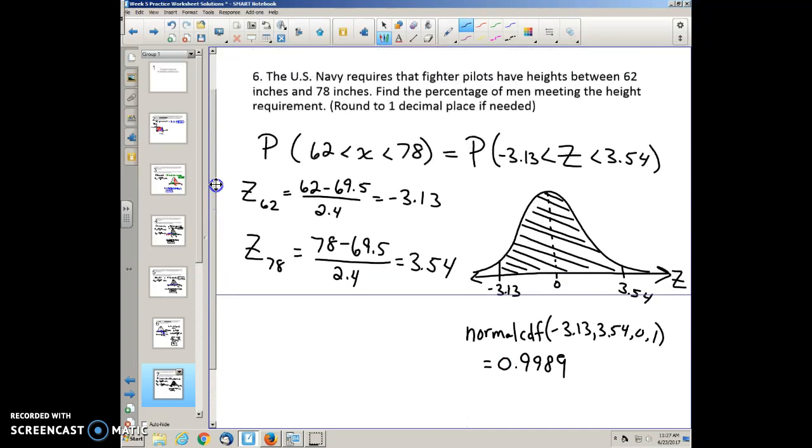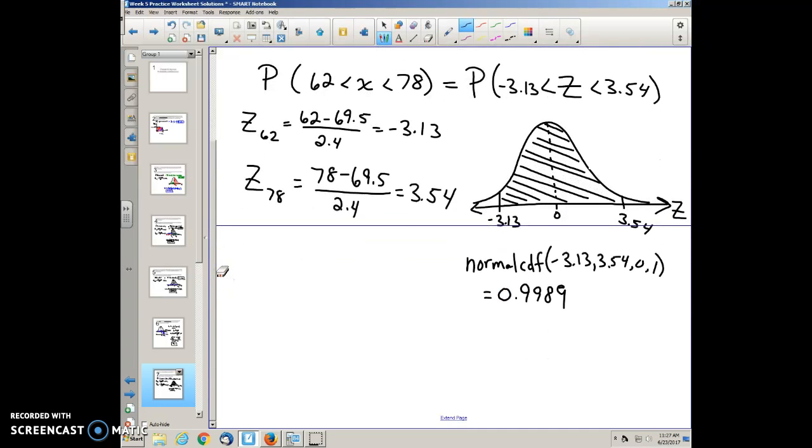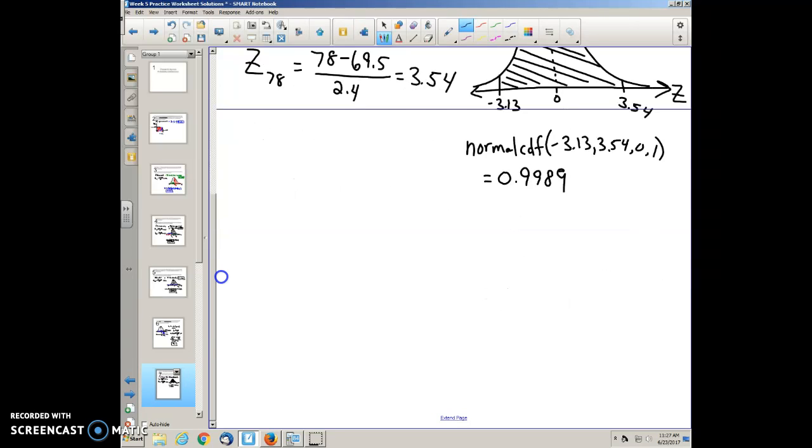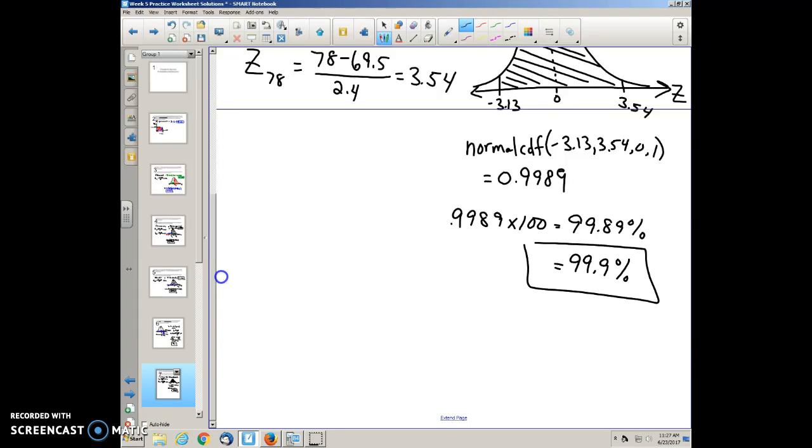They did say they want the percentage. So to convert this to a percentage, 0.9989 times 100, 99.89%, they wanted it rounded to one decimal place. So 99.9% of the fighter pilots are between those two heights.